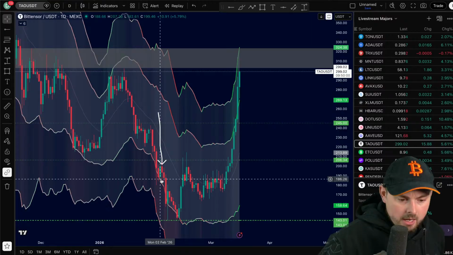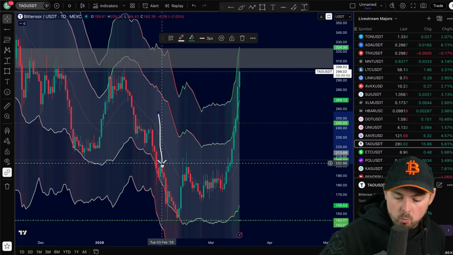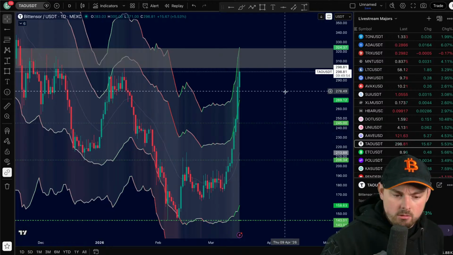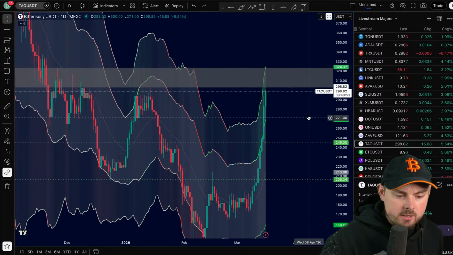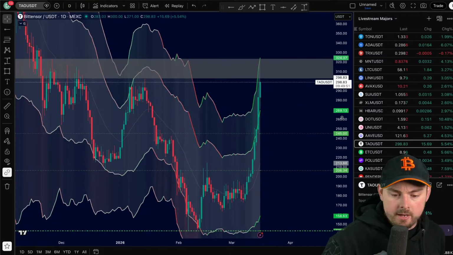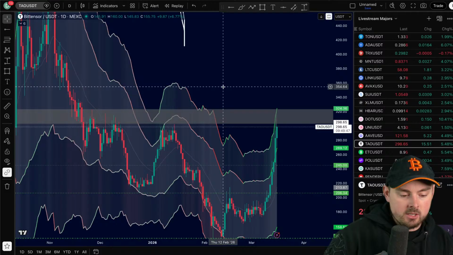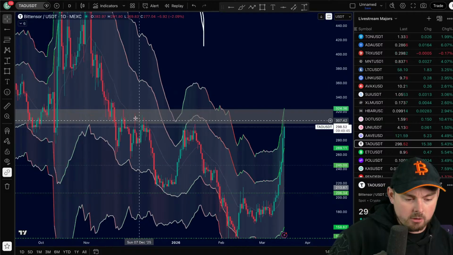What I would say on Tau is, firstly, what a move. I mean, look at them candles. So expansive. What a move to be riding. But what I would say is, it's basically approaching resistance now, isn't it? So this is where resistance was last time. This is where resistance came in, kind of in this area.